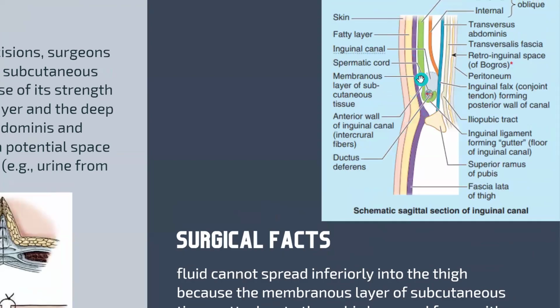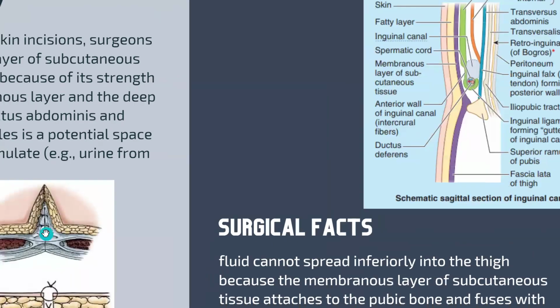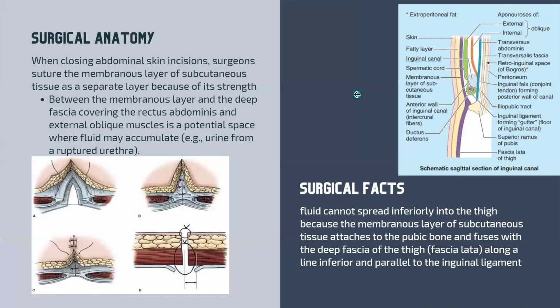If the urine comes past this part, or any fluid, it will not go down to the thigh because we have the superior ramus of the pubic bone. And there is no connection between the thigh fascia and the abdominal fascia. So if you leave a gap in the thread, and you don't suture it like this, fluid will go out of the skin.